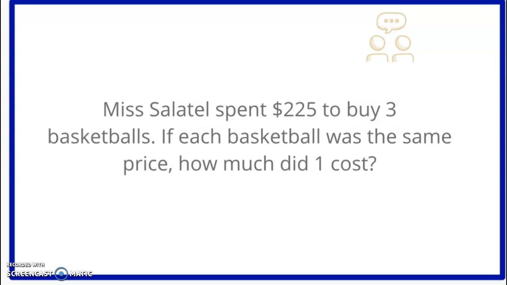Third read, what is the important information? So Ms. Saltel spent $225 to buy 3 basketballs. If each basketball was the same price, how much did one cost? So important information would be that she spent $225 to buy 3 basketballs. That's very important information. The other important piece that we need to see is that each basketball was the same price, because that'll help us make a proportion so that we can solve this problem.